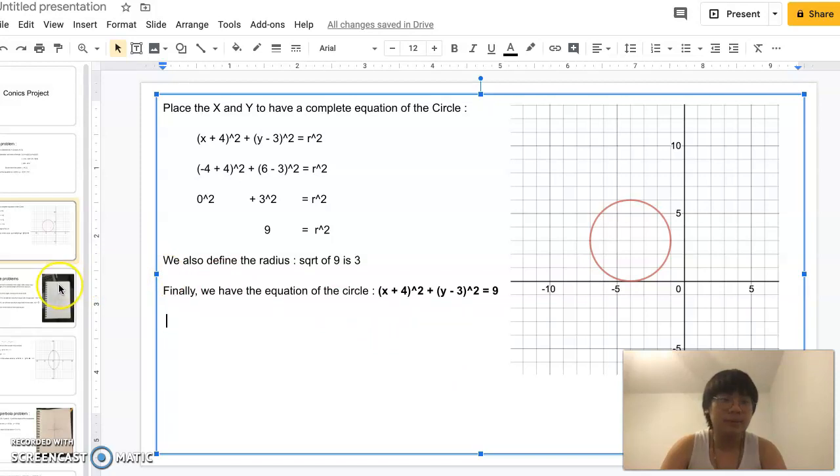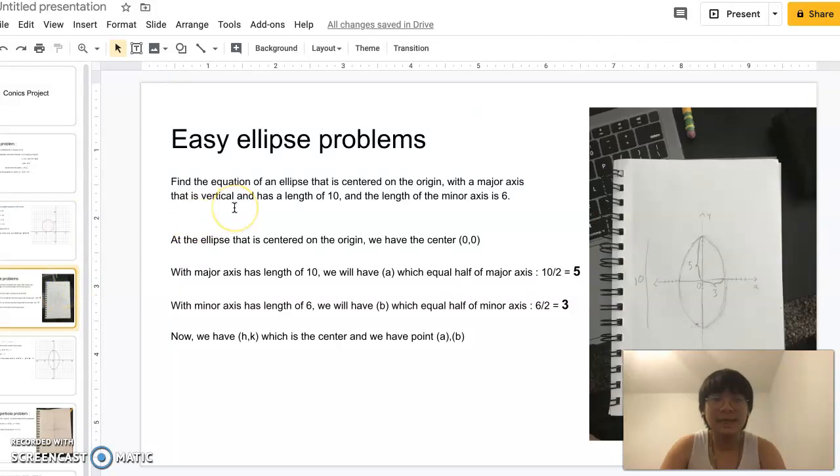We will go to the next problem, which is the easy ellipse problem. The topic is to find the equation of an ellipse that is centered on the origin with a major axis that is vertical and has a length of 10, and the length of the minor axis is 6. So here I have a picture of a and b.